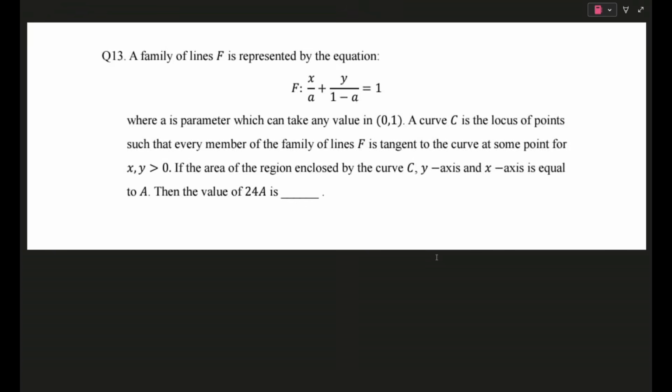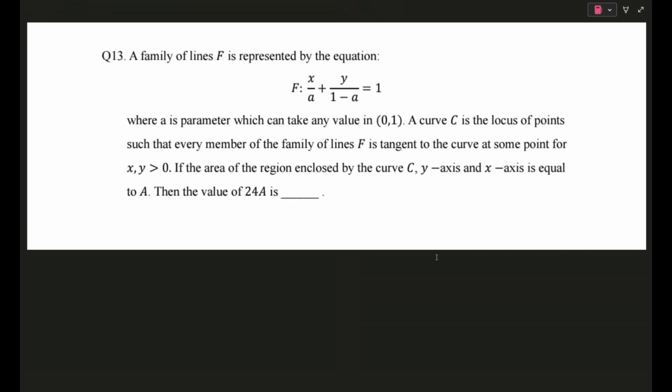Now, if the area of the region enclosed by the curve C, y-axis and x-axis is equal to A, then the value of 24A is equal to. So basically, that's the thing we have to solve. So I guess to find out the area, we first need to find out, very obviously, the curve C, what it is actually, right?